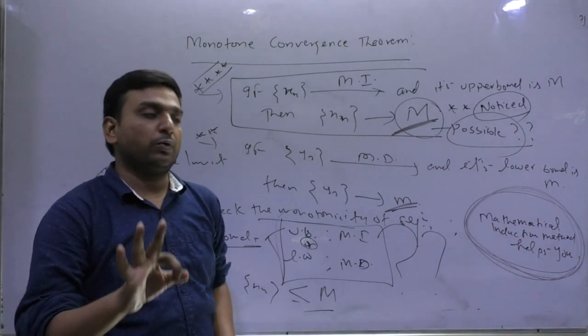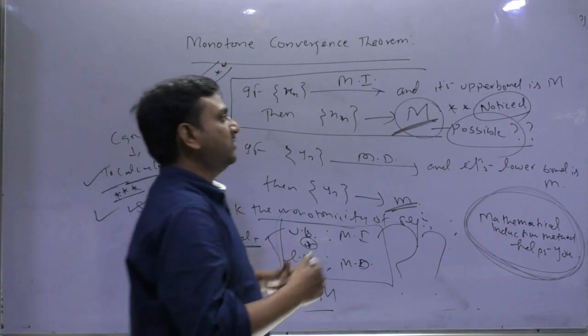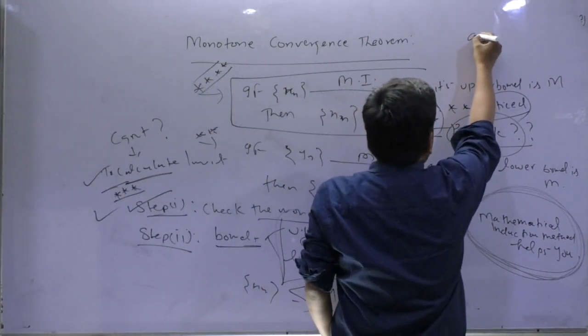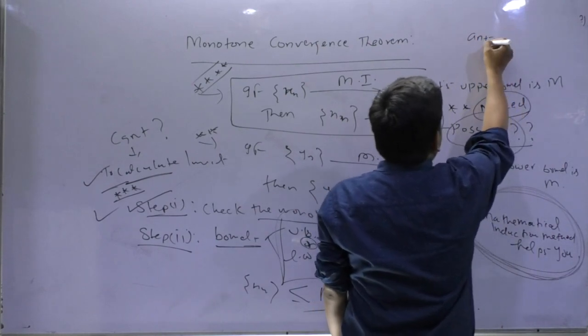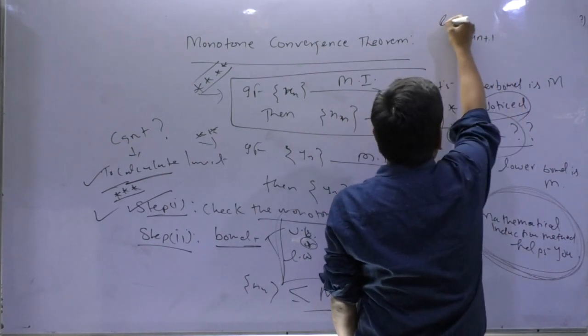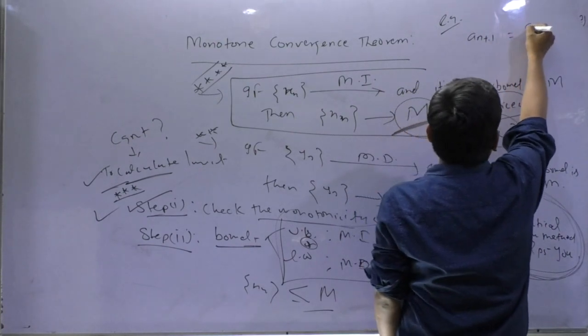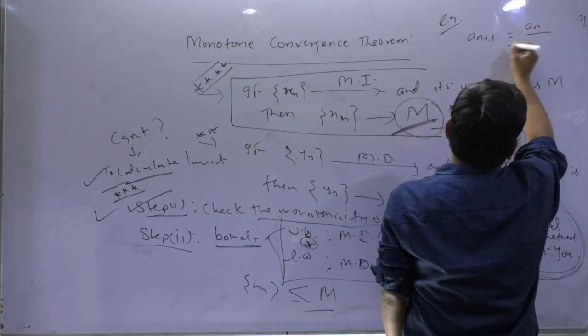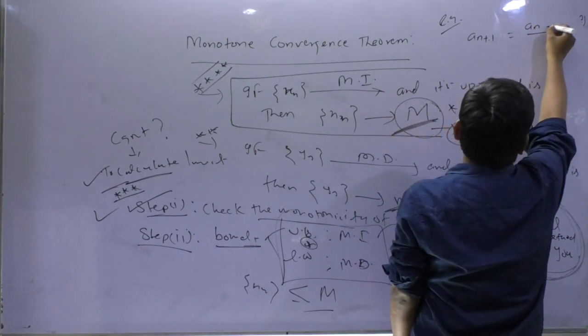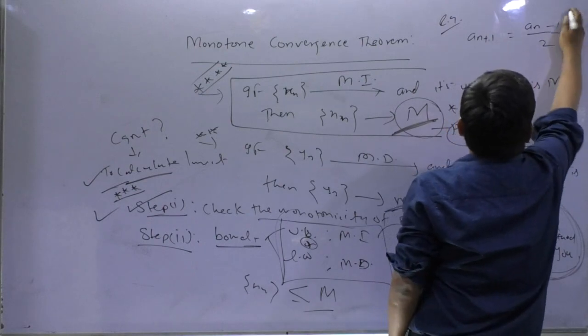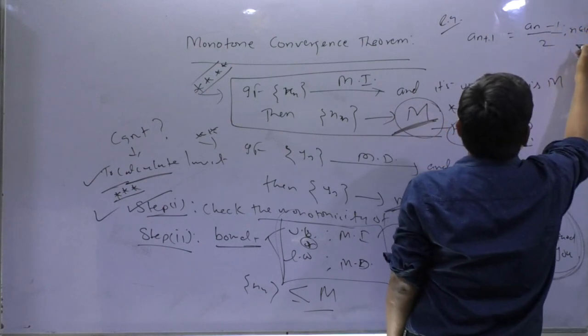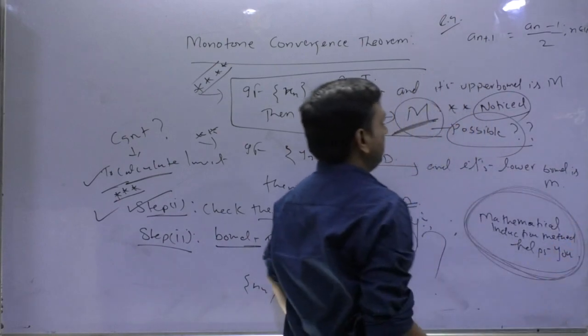So if a sequence xn is less than or equal to capital M, then what can we say about the limit of the sequence? For that, whatever the formula, let's say I have been given a sequence a(n+1) defined as a(n+1) equals (an minus 1) upon 2, n belongs to natural numbers 1, 2, 3 and so on.